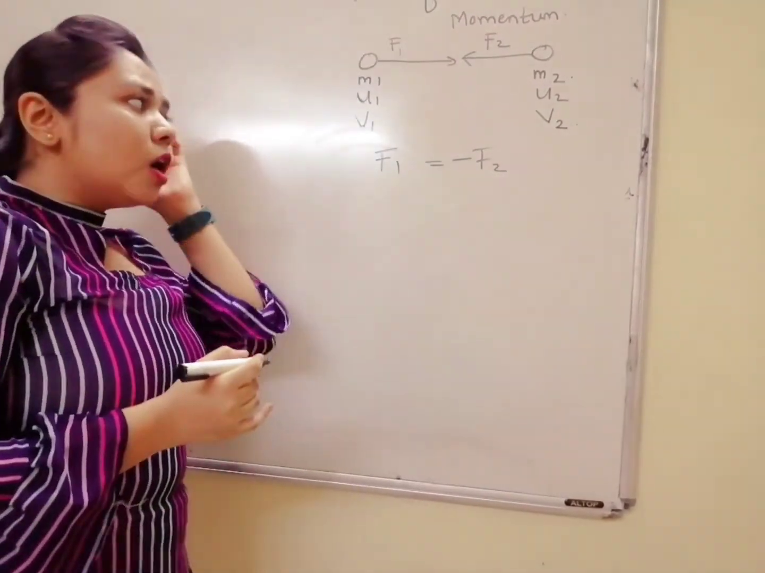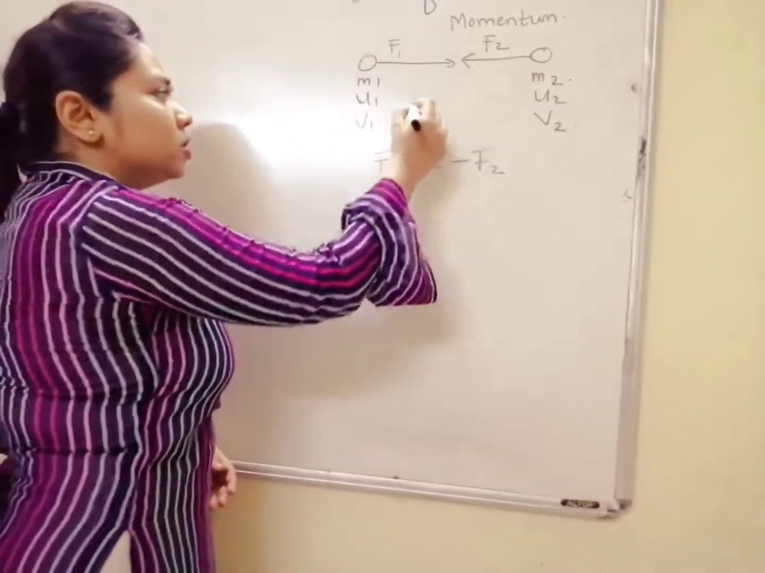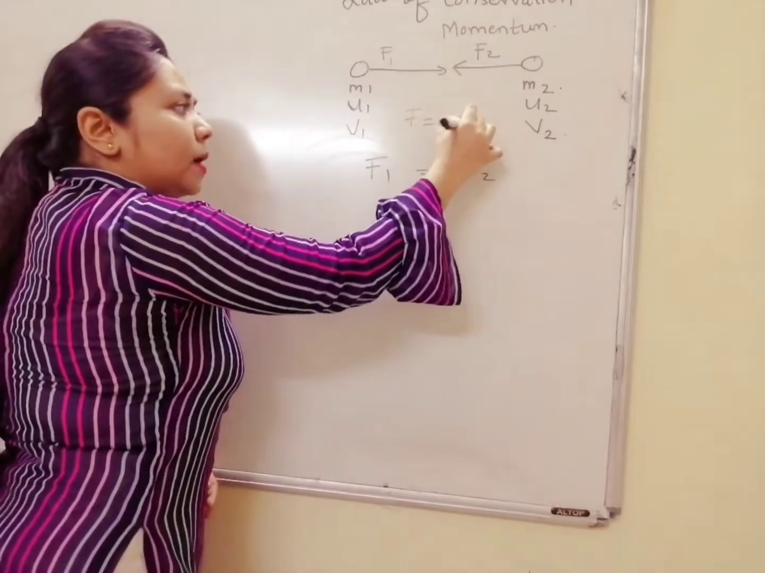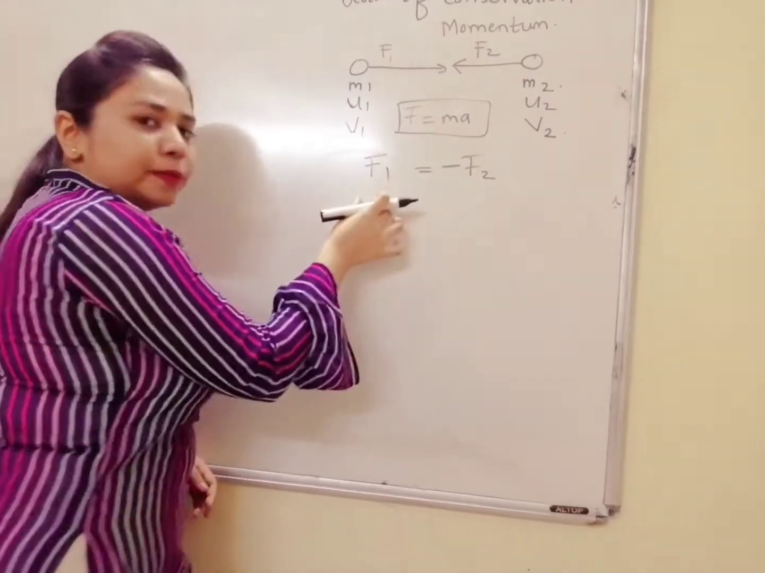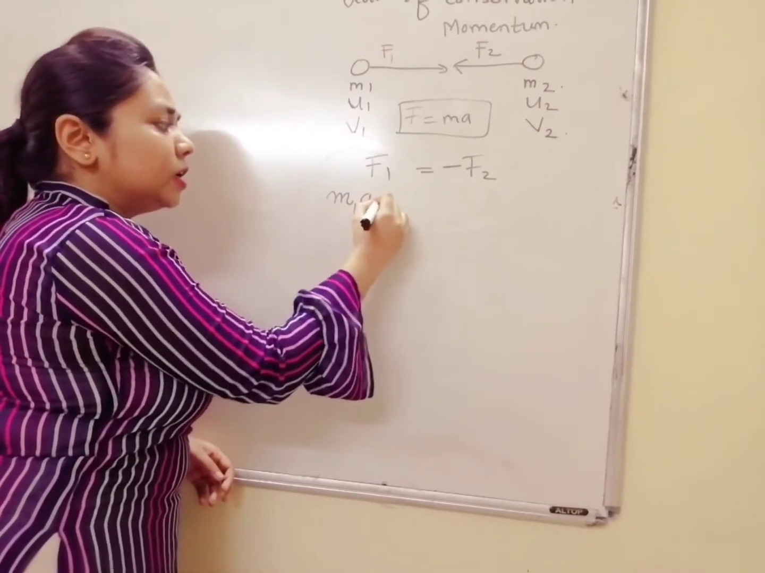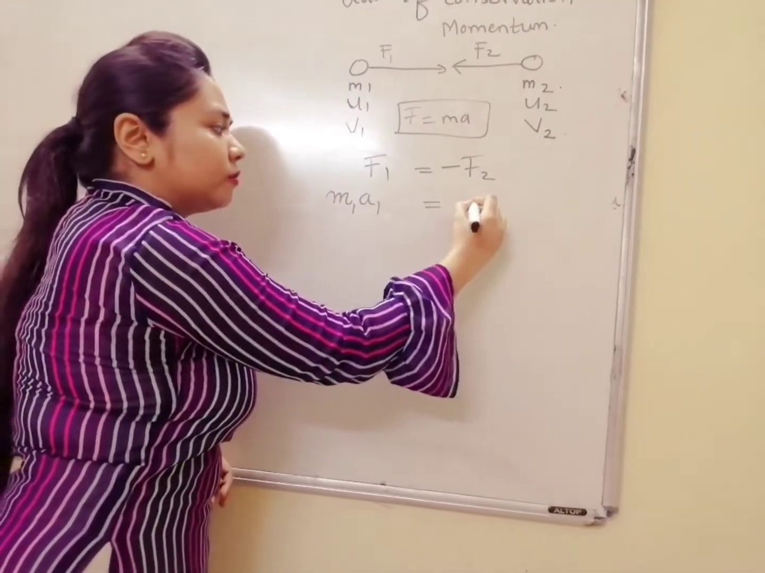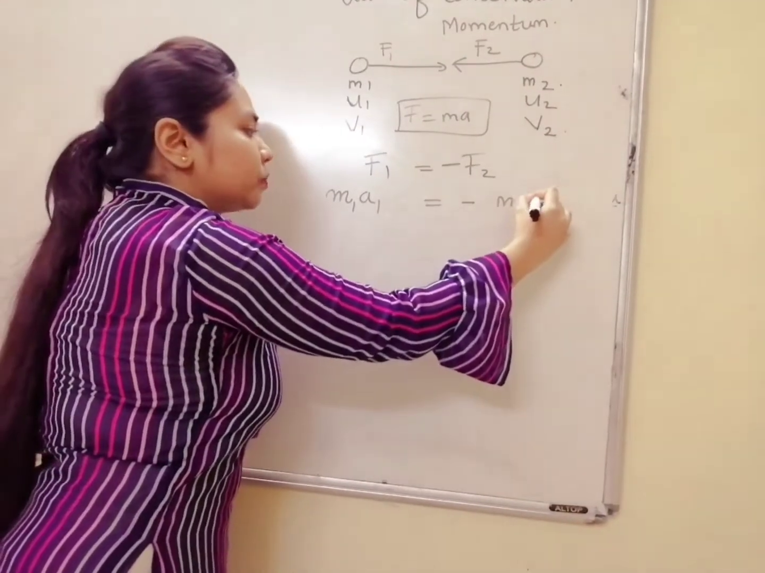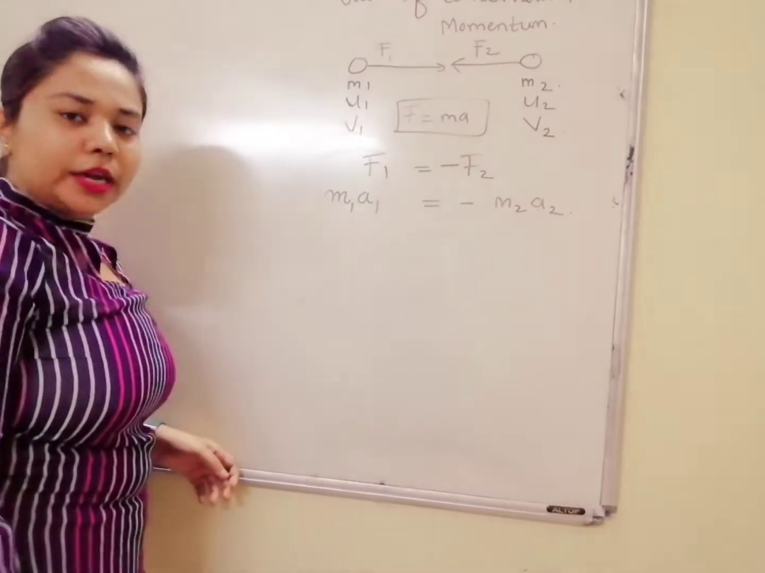Okay, now we know the formula of force. What it was? F is equals to ma, we had studied that. So just substitute. F1 is there, so what will it be? M1 A1, and F2 is there, so what it will be? Minus M2 A2. Okay, done.